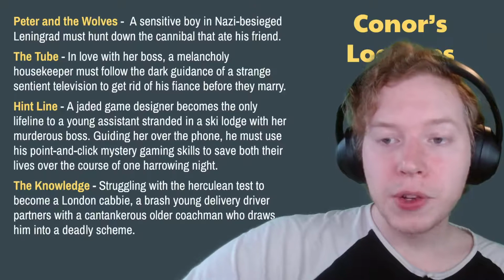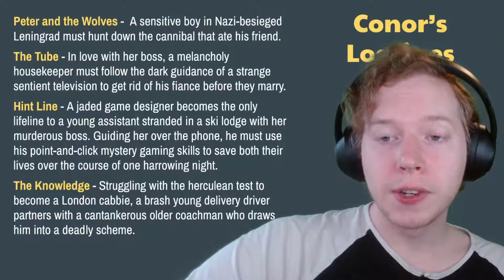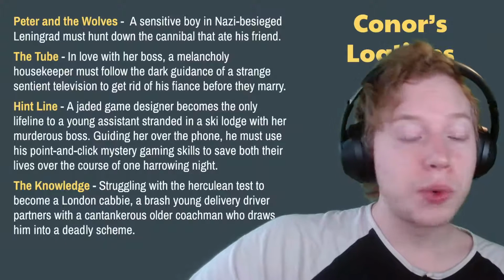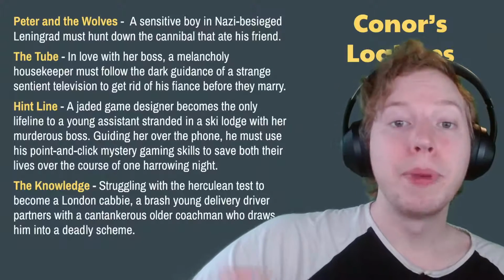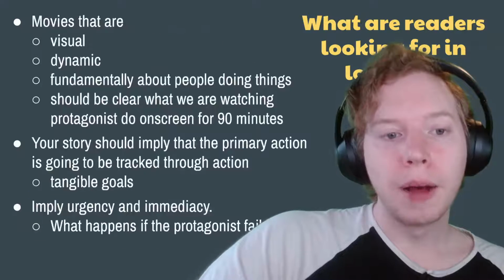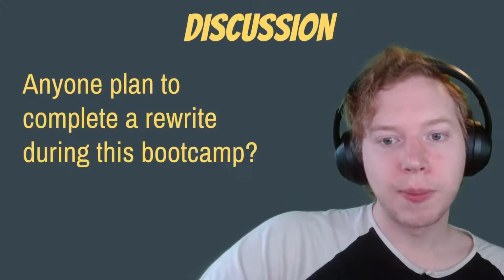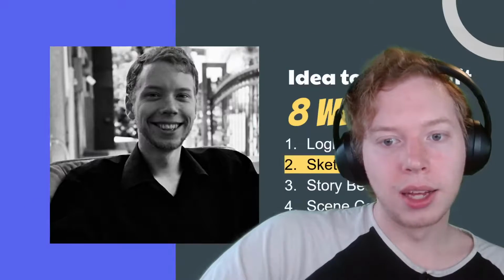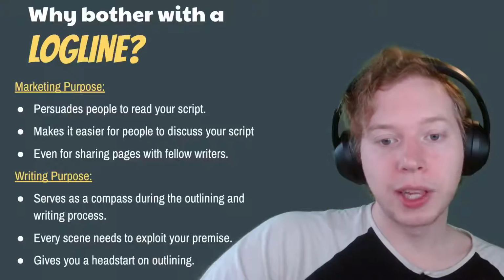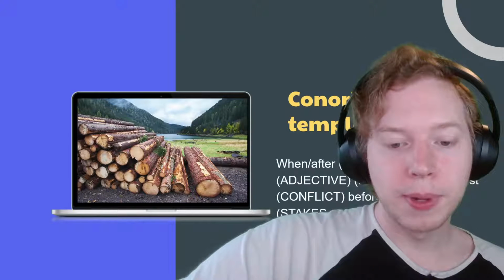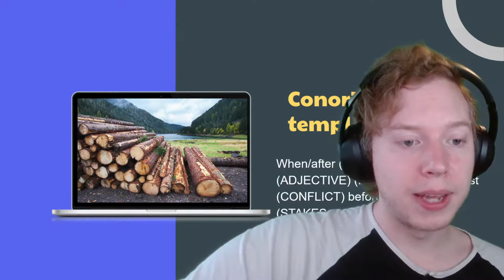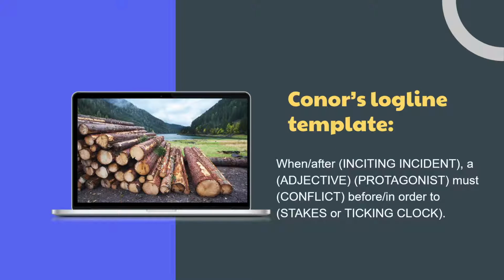Okay, if there's no more questions, let's share and start to discuss. Feel free in the chat to post what you've got, even if you've got just a broken, half-formed sentence or idea. Be ready to hear feedback, of course. Let's bring up the template again, so you can just look at this. When or after the inciting incident, an adjective protagonist must conflict or else stakes is kind of the basics of this. But feel free to share what you want.